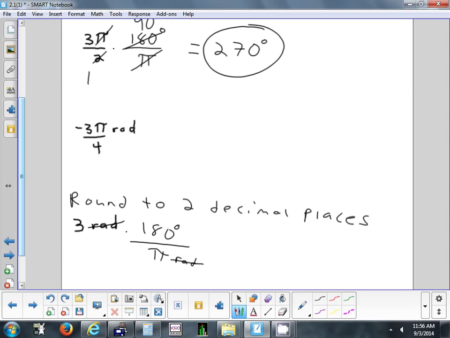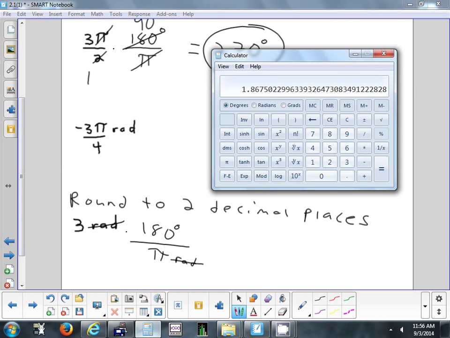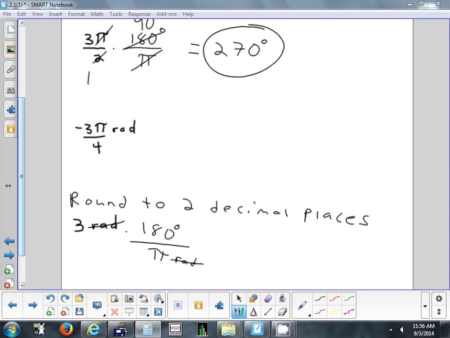Okay, let's do this one out, and let's do it with the pi button and see what happens. Okay, we get 3 times 180 divided by, use the pi button, comes out to 171.89 if we round up. How do I know my unit? Well, radians canceled out. Degree symbol is the only thing left.